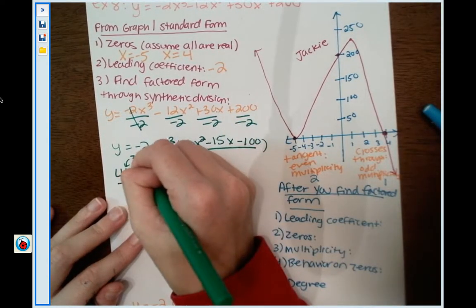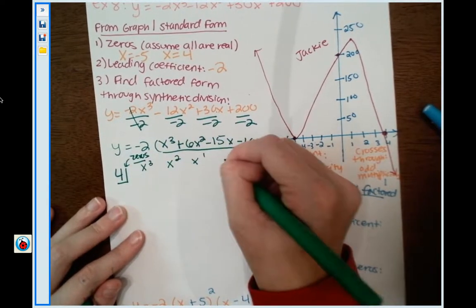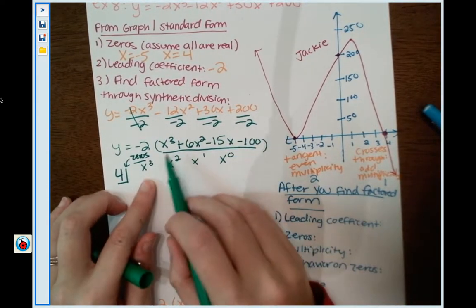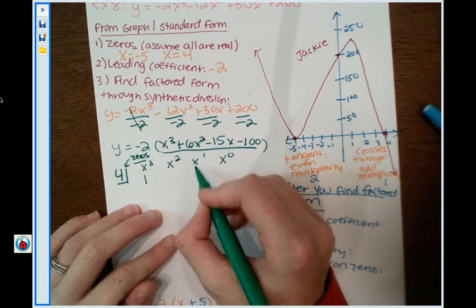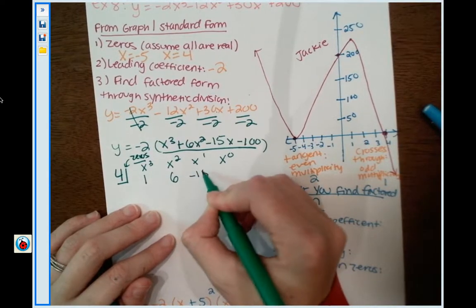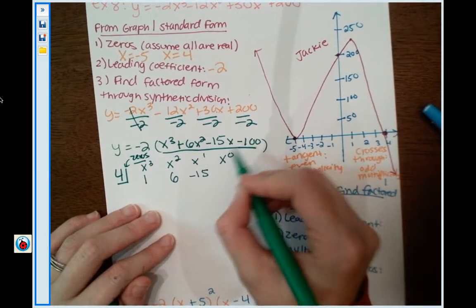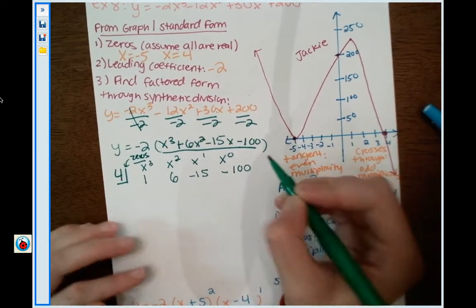So, my highest exponent is x to the third. Then I have an x squared. Then an x to the first. Then an x to the 0. Alright, the number in front of x to the third is 1. The number in front of x squared is 6. The number in front of x is negative 15. And the number that doesn't have the variable, which is our constant term, is negative 100.